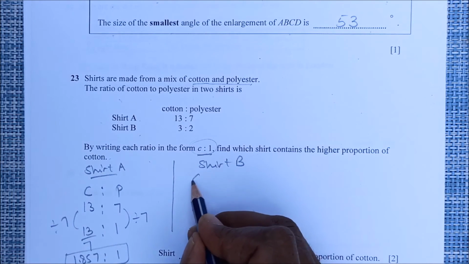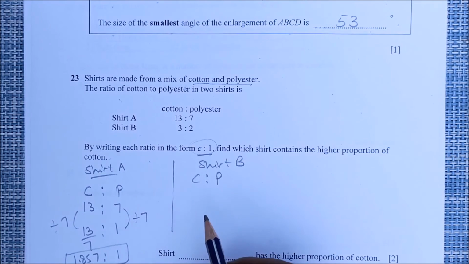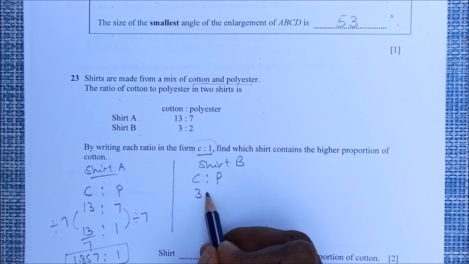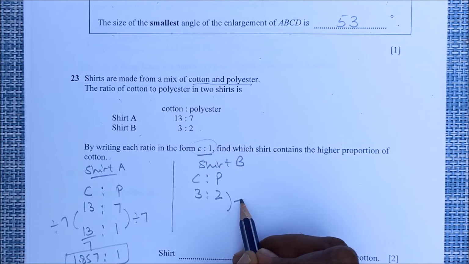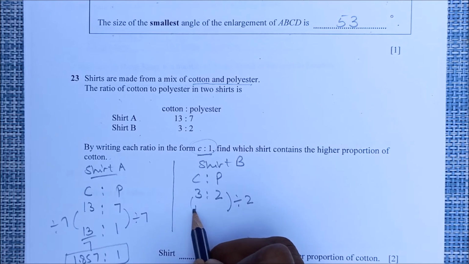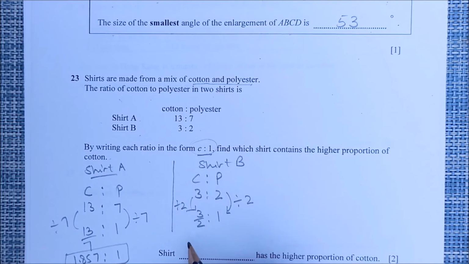Similarly, we will find out the same ratio in shirt B. This is given to us as 3 ratio 2. Again, to make this 1, divide by 2, and also divide the left-hand side by 2. So this is 3 over 2 ratio 1, which is 1.5. So we can see the amount of cotton is 1.857 in shirt A and 1.5 in shirt B. So where is the higher proportion? In shirt A. So in the answer column we will write down shirt A. Shirt A has a higher proportion of cotton.